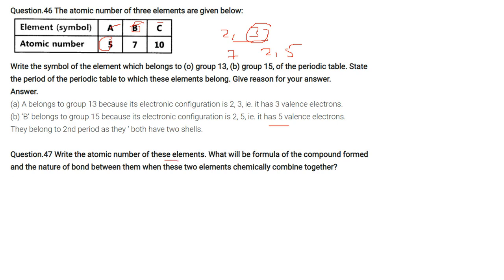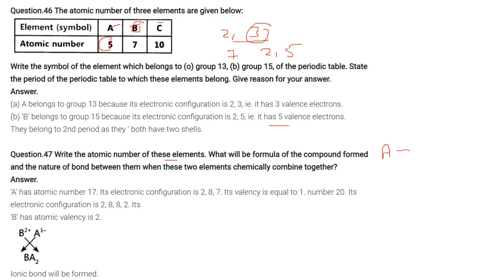Write the atomic numbers of these elements. I'll show you the elements just now. What will be the formula of the compound formed and the nature of bond between them when these two elements chemically combine together? So A is 17, so the configuration is 2, 8, 7. B is 20, so B will be 2, 8, 8 and 2. Now B has a valency of 2 and A has 7 valence electrons and valency 1. So what will be the formation? Because A requires 1 and B is able to give 2, that will be BA2. This will be the formation. This will be an ionic bond.